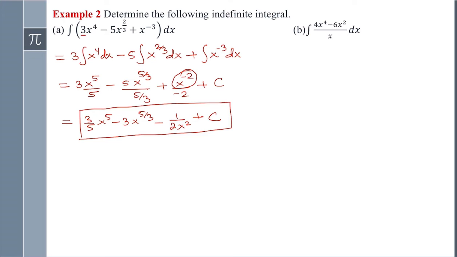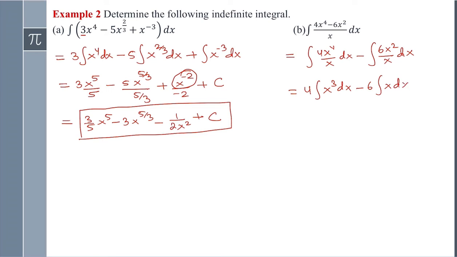For this one, we have a quotient here. We don't have any quotient rule now. So what we are going to do here is split this fraction. So I'm going to write it down: the integral of 4x to the fourth over x dx minus the integral of 6x squared over x dx. Now we can pull that constant out. Then x to the fourth divided by x is x cubed dx. And then minus, we can pull that 6 out, so x squared divided by x is x dx.